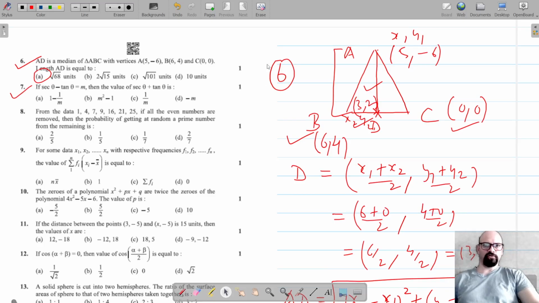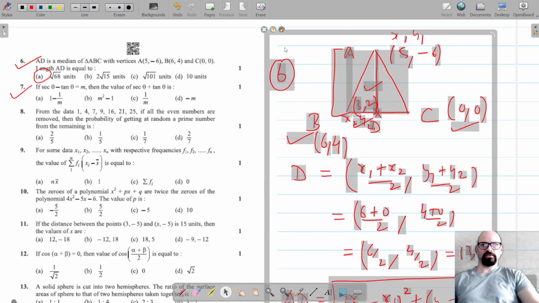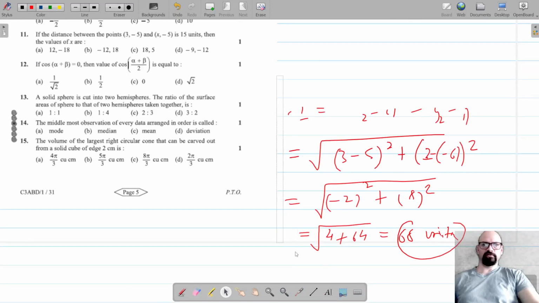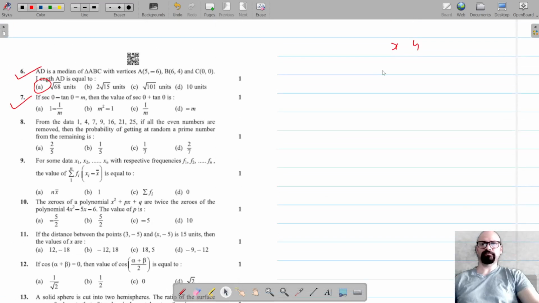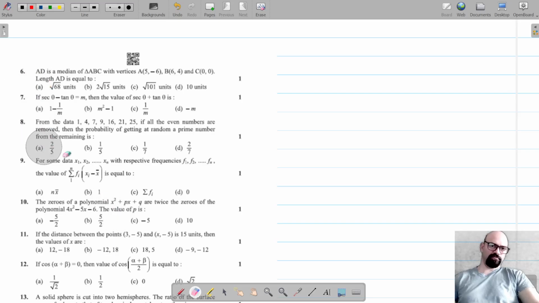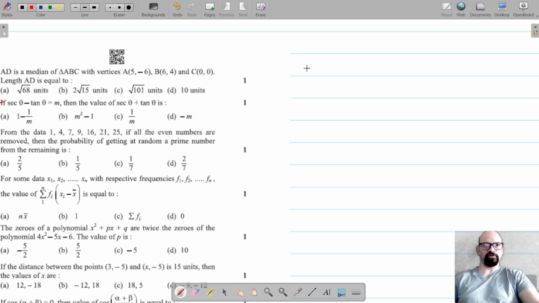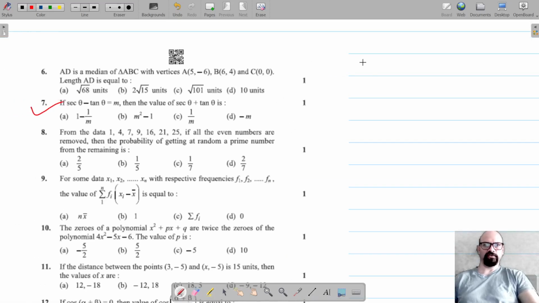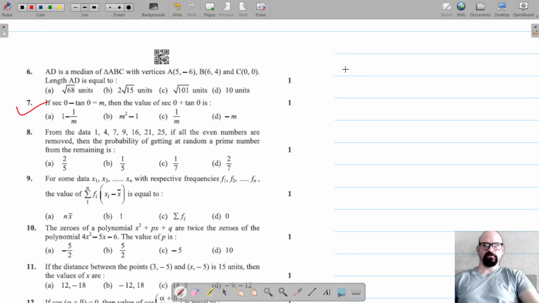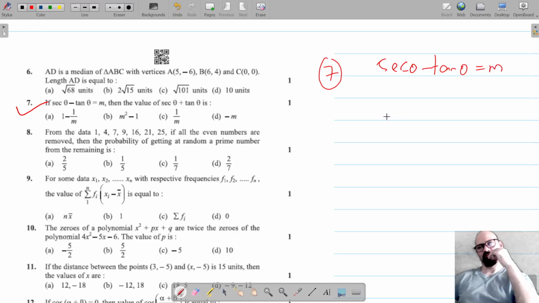Now let's move on to question number 7. It's given that secant theta minus tan theta is equal to m. We have to find the value of secant theta plus tan theta.